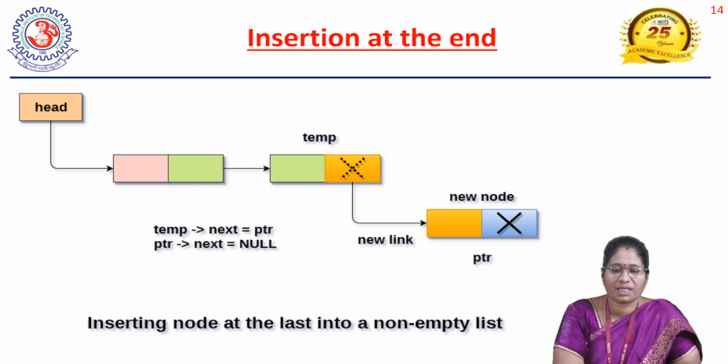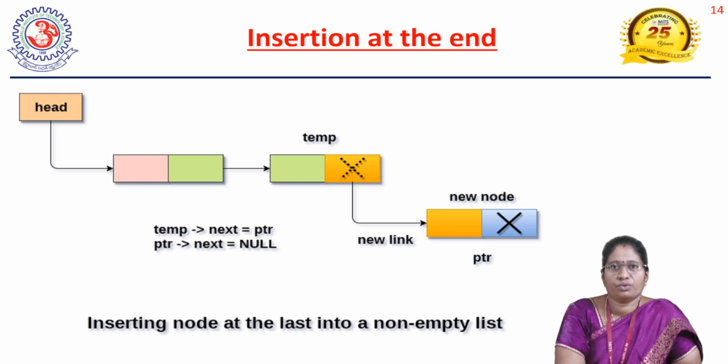Now how to connect this? There are two steps here. First step, go to your temporary node. The temporary node's link field was previously null. Now we can remove that null statement and instead connect it with your new node. That is the first statement. Your temporary node's next field, you have to make it the new node. Your new node's name is pointer, PTR.